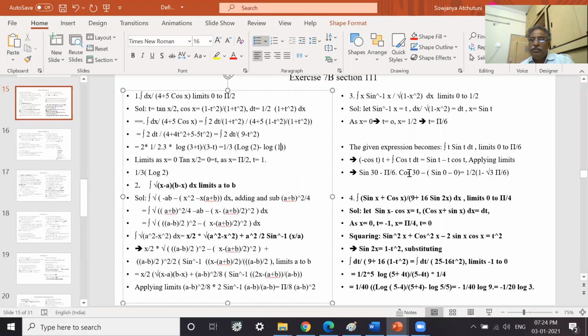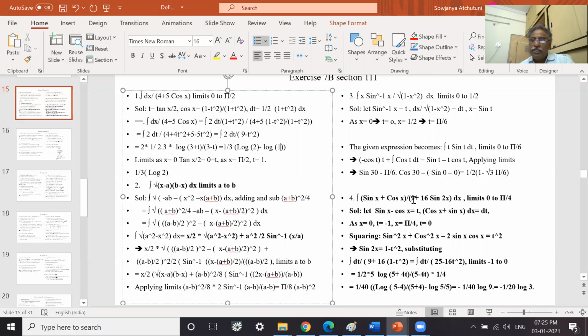Because cos 30 is root 3 by 2, and sin 30 is half. So by seeing itself, since it is dx by square root of 1 minus x square and this is sine inverse x, I can use the substitution accordingly. It is simplifying my equation. But here no formula we have used, we have just done normal integration. Well, let us see this one.